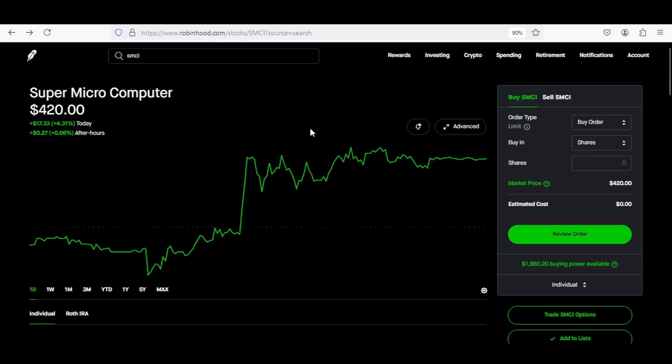So we're going to go back to the SMCI graph, and now we're going to check out the options. Based on all that information that you just saw using the Robinhood platform only, that's going to tell me whether I'm going to buy the stock, sell the stock, or trade options. As you guys know, I like to use my portfolio to make weekly income. So let's go ahead and do what I do best.